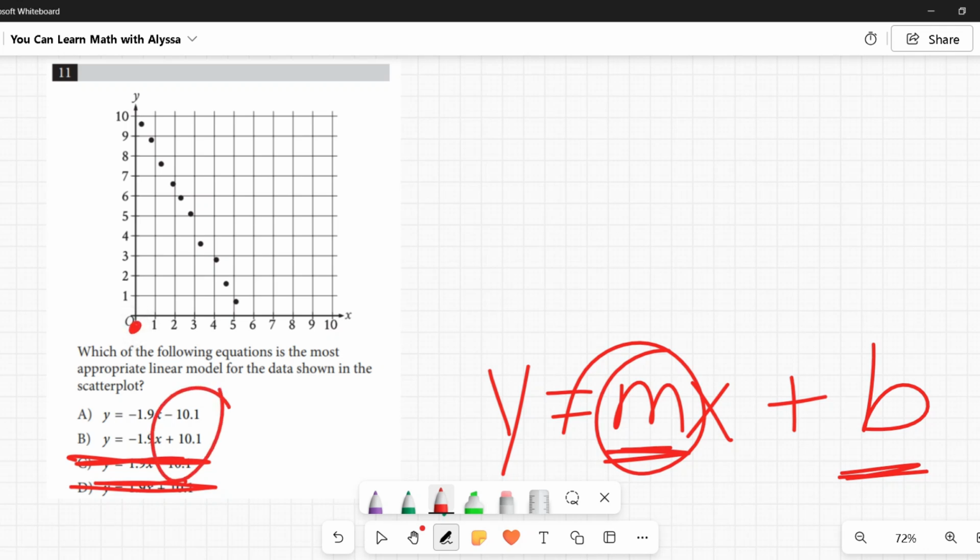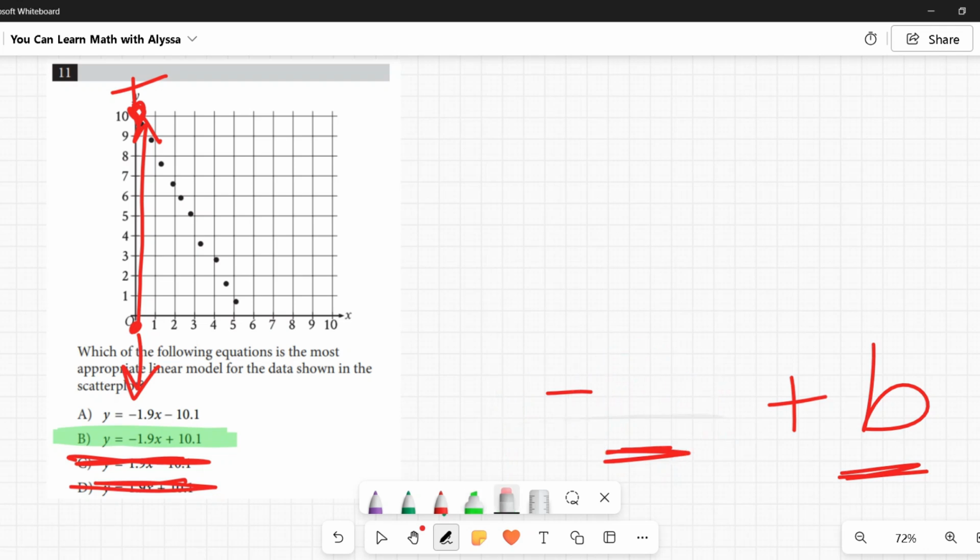Well, we're going 0 and then we're going up. This is the positive y. Down here below 0 would be the negative y. It's going to be intercepting up here near positive 10. So that is a positive y-intercept. So B, with a negative slope and a positive y-intercept, that's my answer.